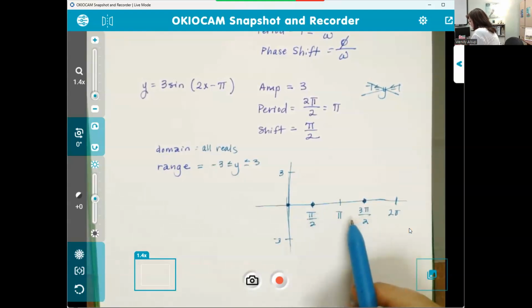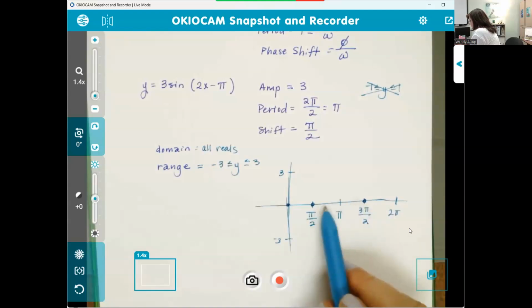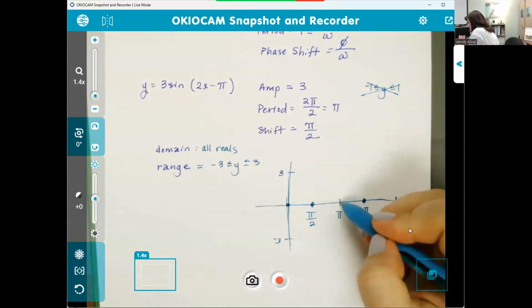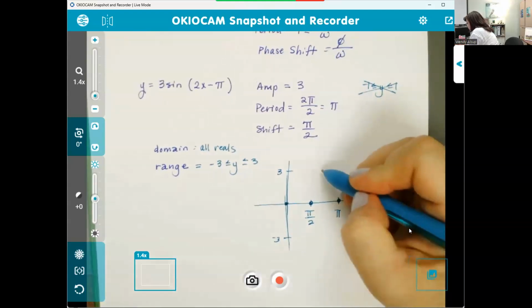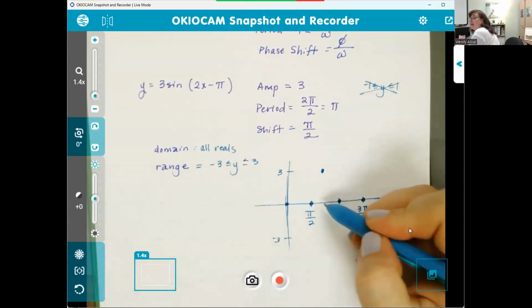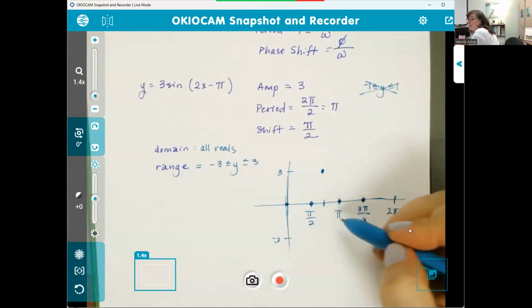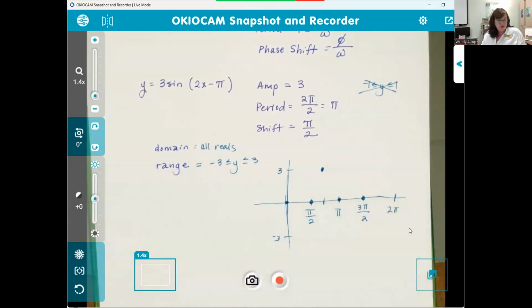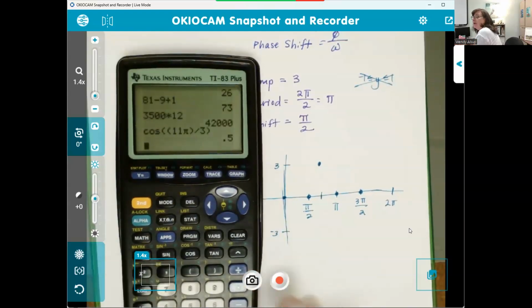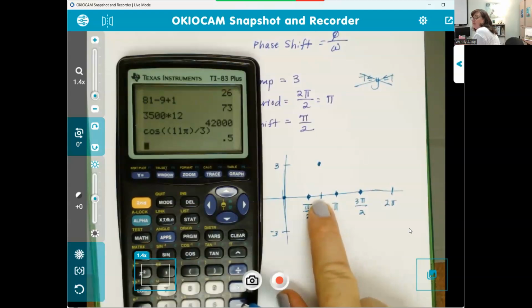Now I need 5 places in between this. When do I get up to here? This is going to be when I get back down to 0. But what is this value up here in between pi over 2 and pi? Do you know how to figure that out? You add them up and divide by 2. And let's say you hate fractions. Well, that's why I like for you to have this calculator. So we need to know, what is pi over 2 plus pi, divided by 2? What's this middle point here?